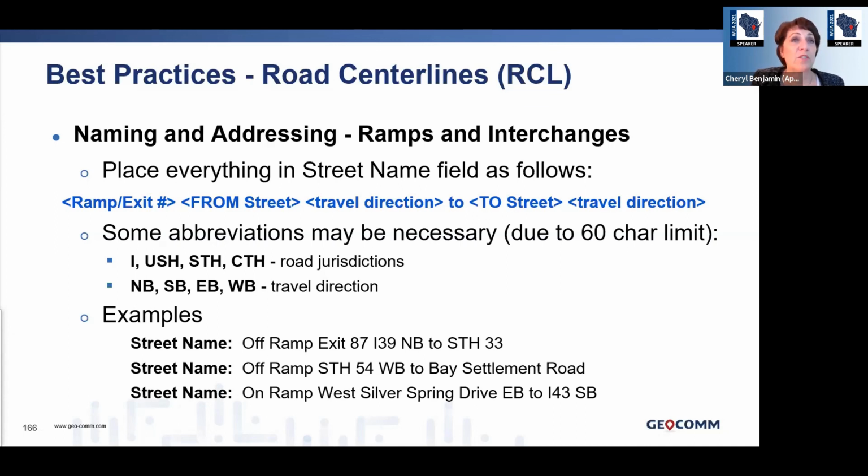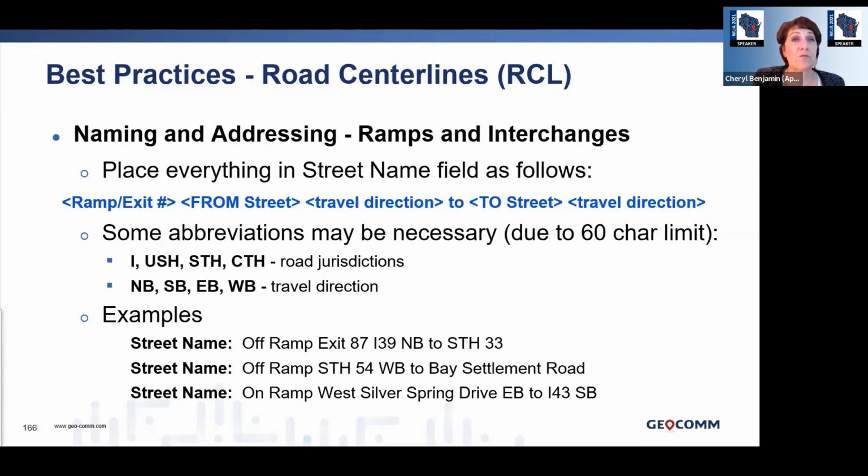And then you would have the from street, the direction that you're traveling, if it's a divided road, the word to, and then what street are you going to, and if that was a divided one, which travel direction. Now, the one thing to note at this point in time, we're putting everything into the street name field, but that only has a 60 character limitation.